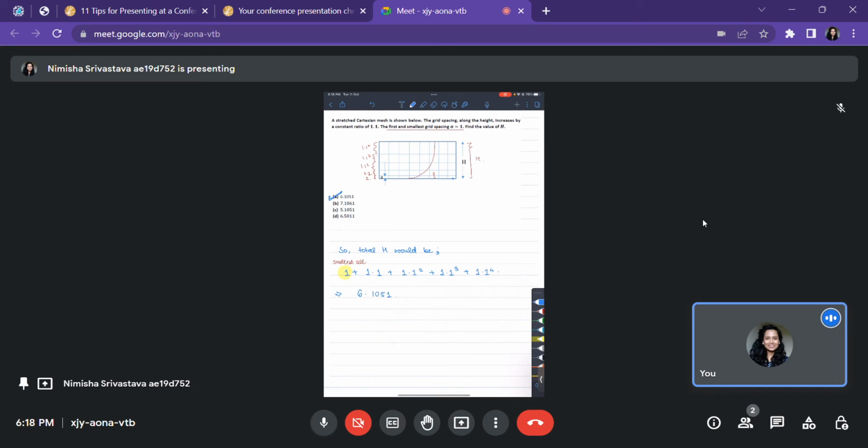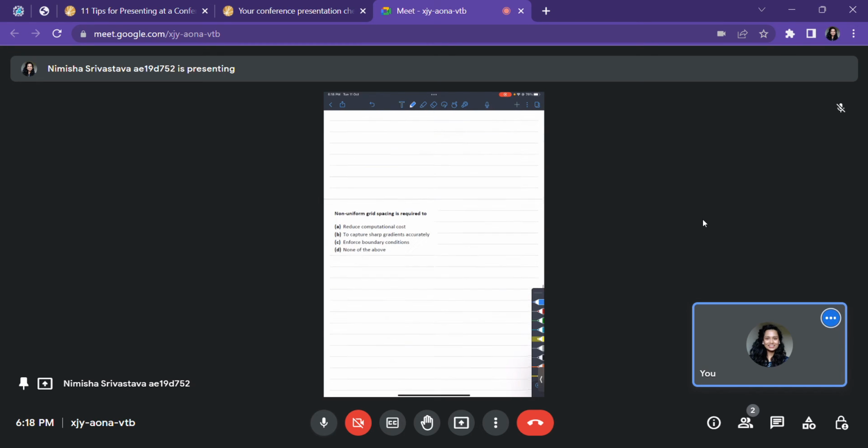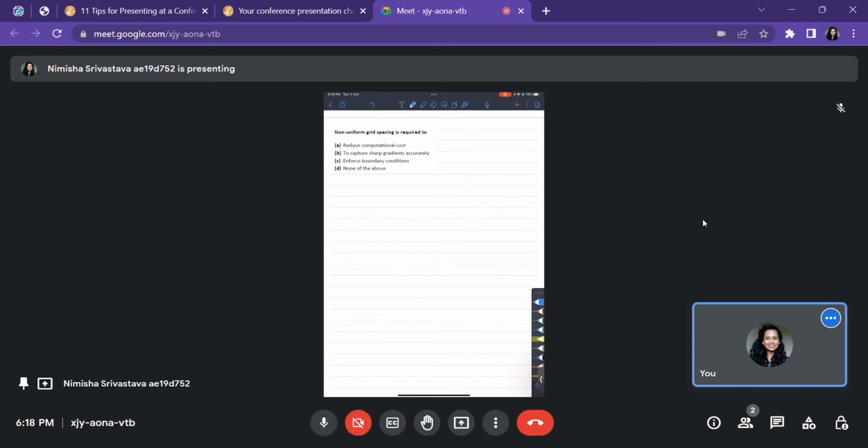Right. Then moving on. So we are asked, non-uniform grid spacing is required to? So what is the need for this type of non-uniform grid spacing? We just had a brief discussion about that in the previous question as well. So let's see what our options are. A, to reduce computational costs, of course.